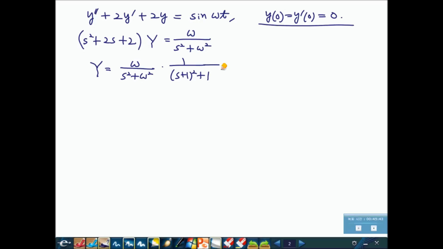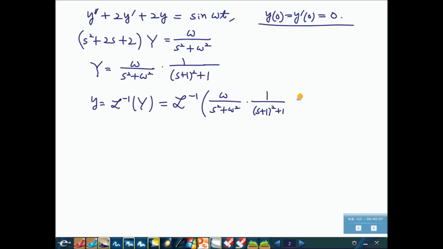All right. So y is the inverse Laplace transform of Y, which is the inverse Laplace transform of omega over s squared plus omega squared times 1 over (s plus 1) squared plus 1. Okay, so we are using the convolution. So that's sine omega t convolved with e to the minus t times sine t.